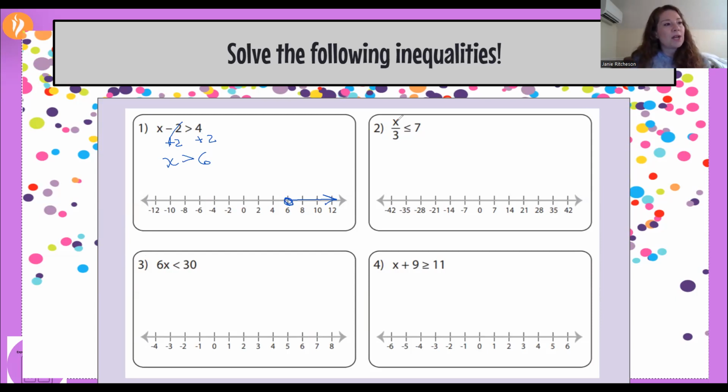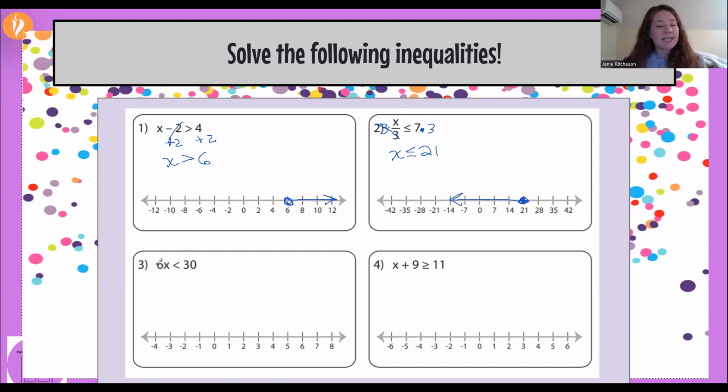Number 2, what is going on with x? X is being divided by 3. What is the opposite of dividing by 3? It's multiplying by 3. We're going to multiply both sides of the inequality by 3. So those 3's are gone. We bring down our x. We bring our inequality sign down. And x, 7 times 3 is 21. So x could be 21 or any number less than 21. So we're going to find 21. We're going to fill it in. And our arrow points to the left.